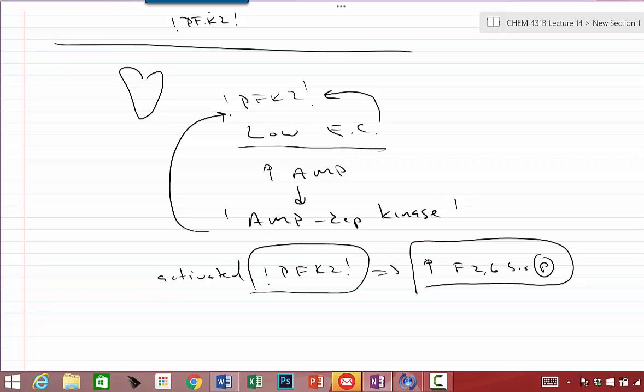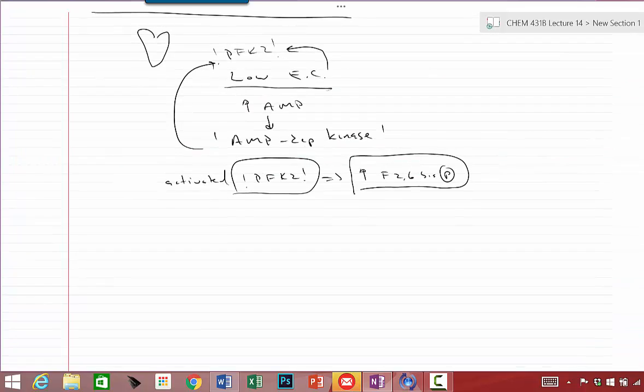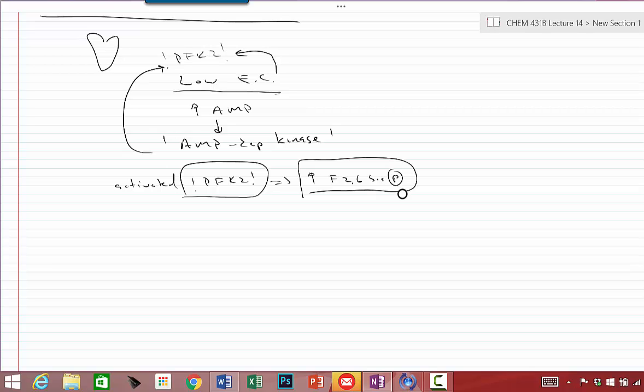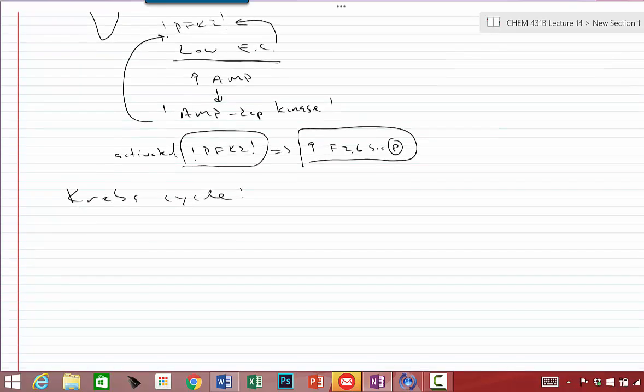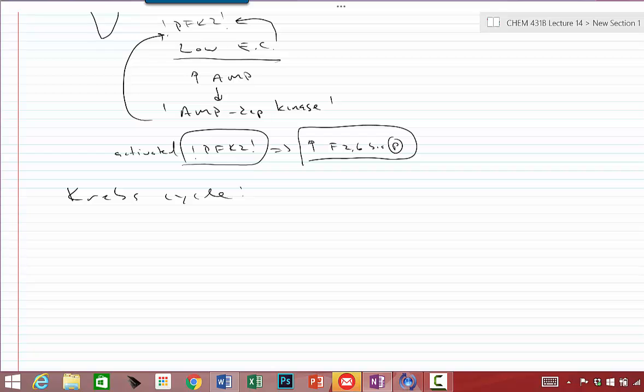So let's go ahead and write out the overall reaction for the Krebs cycle. So here's the Krebs cycle. Where is the Krebs cycle occurring in the cell? Not the cytoplasm. In the mitochondria. Okay, now let's get really specific. What part of the mitochondria? The matrix. Very good. All right, the matrix.